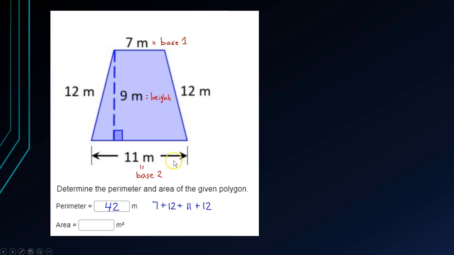This is the first base, this is the second base, this is the height. And the formula would be 1/2 the height times the sum of the two bases, which gives me 81 square meters.